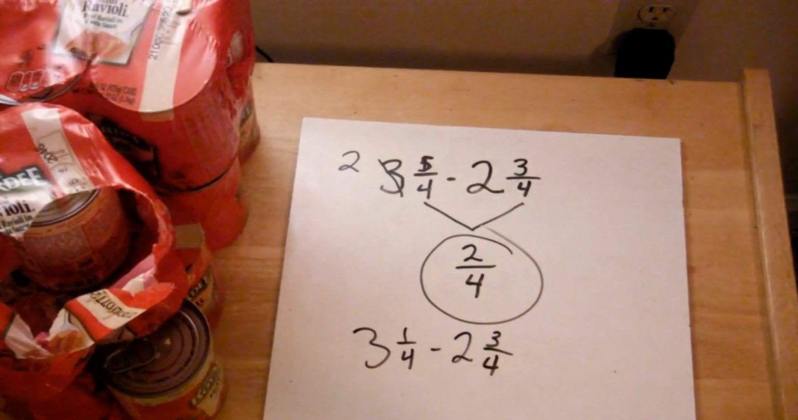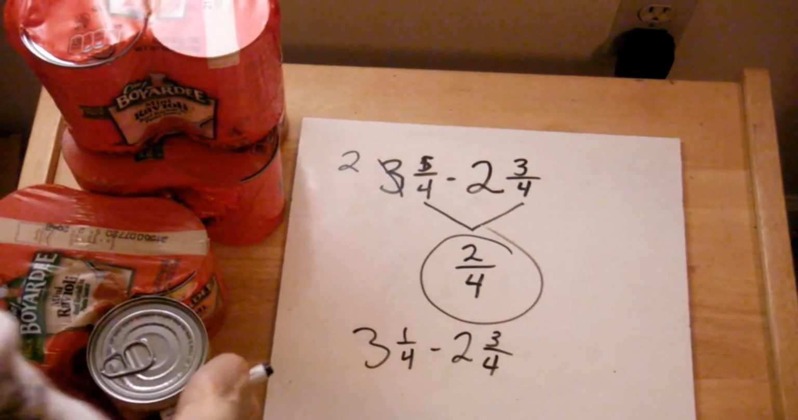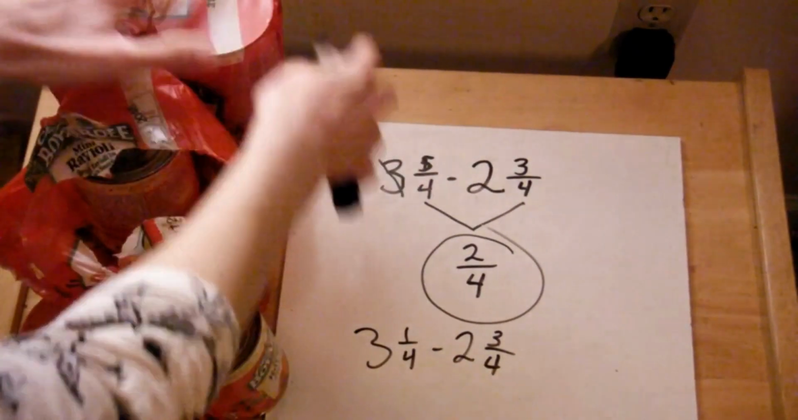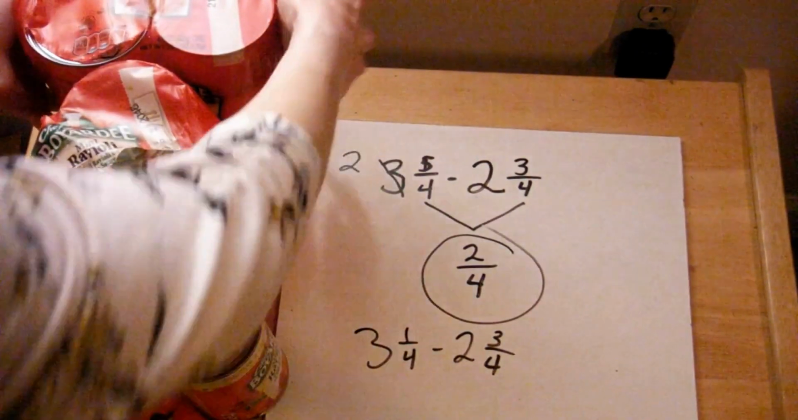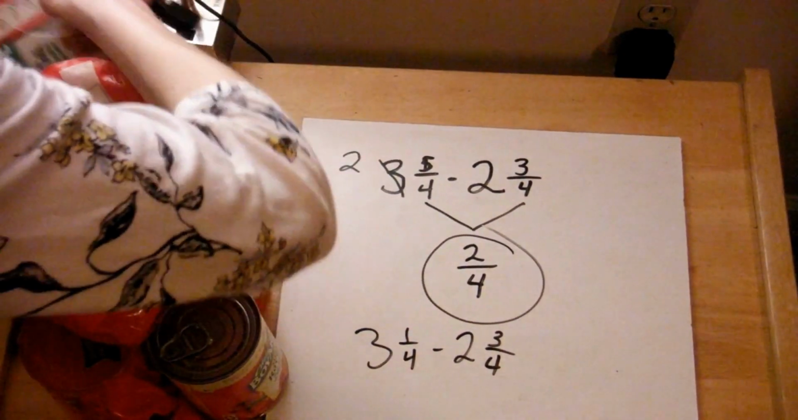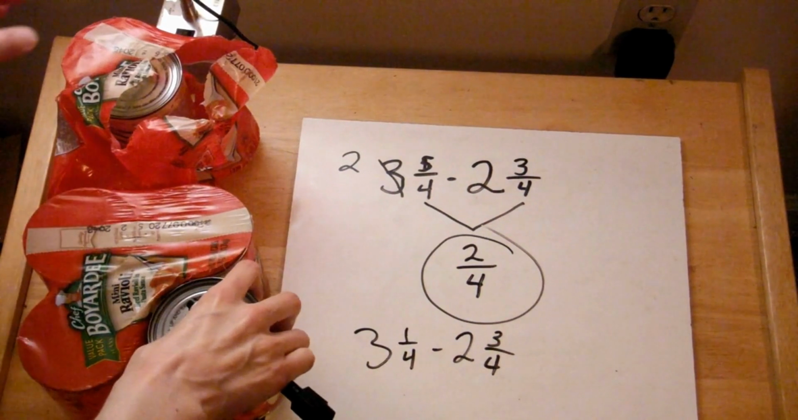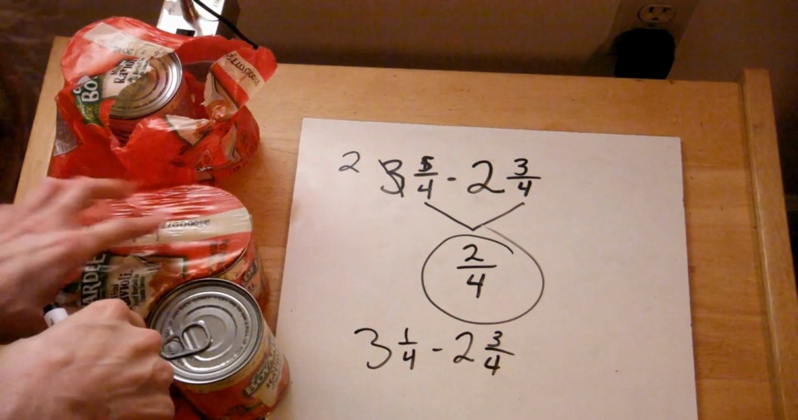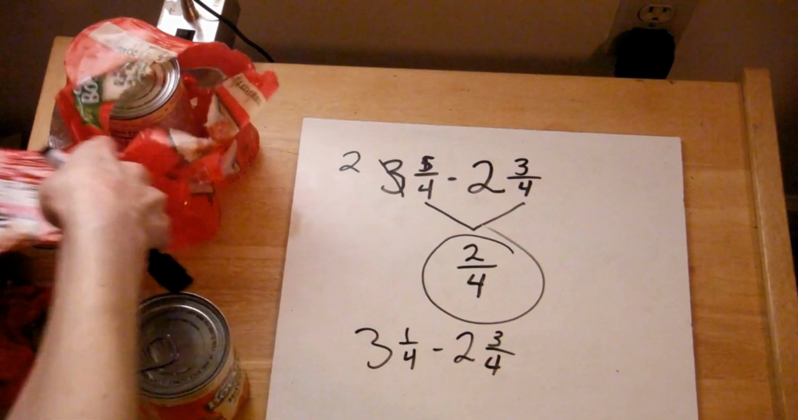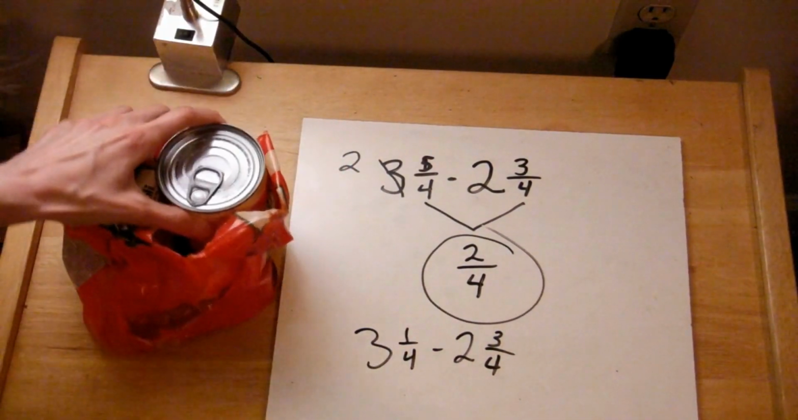I'm going to check my problem with my cans. So here we have 1, 2, 3, and 1/4. That's what I'm starting with, right? And I'm going to subtract 2. 1, 2, this is heavy. And 3/4. 1, 2, 3. Okay, 3/4. And what I'm left with is 2/4.